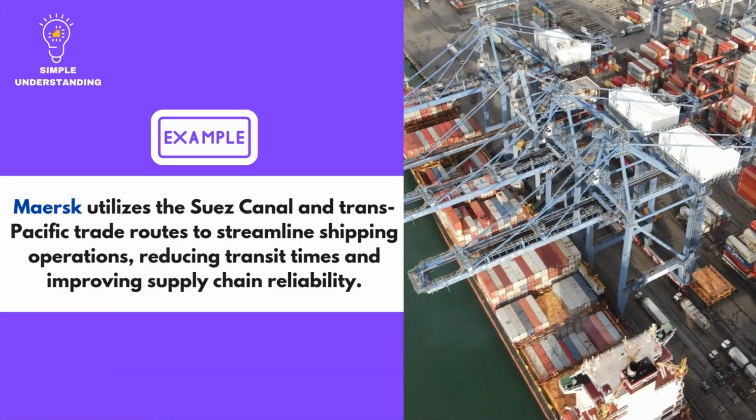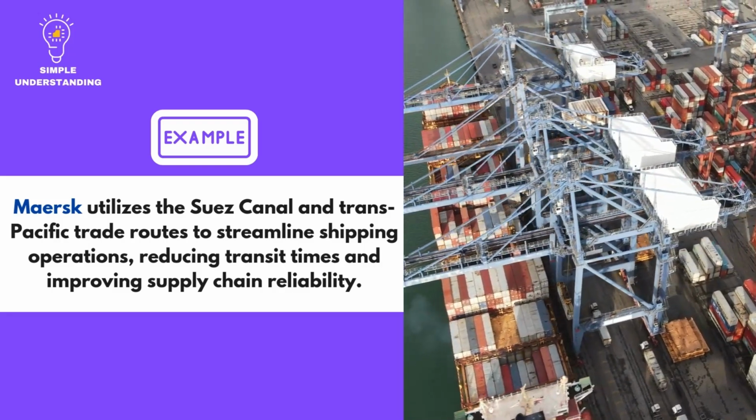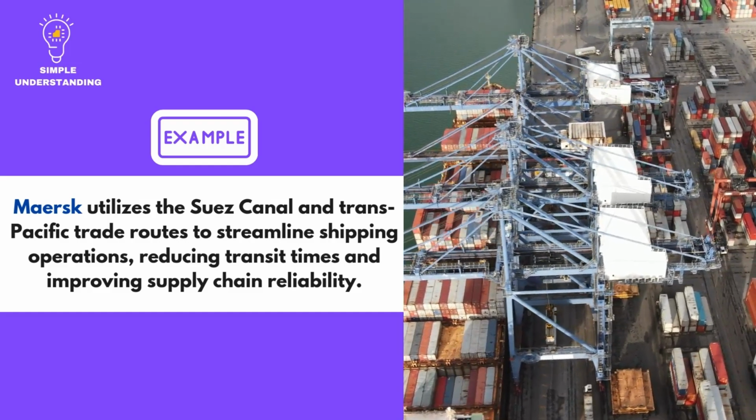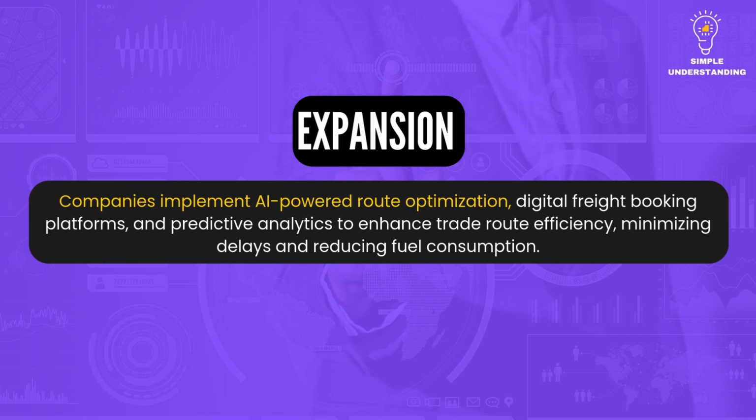Real company example. Maersk utilizes the Suez Canal and Trans-Pacific trade routes to streamline shipping operations, reducing transit times and improving supply chain reliability. Expansion. Companies implement AI-powered route optimization, digital freight booking platforms, and predictive analytics to enhance trade route efficiency, minimizing delays and reducing fuel consumption.